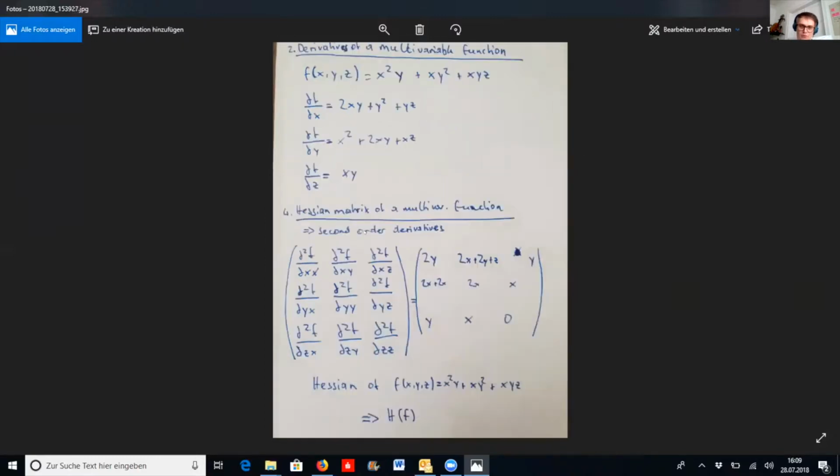And when you do this for a multivariable but scalar function, you will get this matrix here. So it's the second order derivative: you first derive into the direction of x, and then again into the direction of x, or into the direction of x, and then the resulting equation into the direction of y. And that's what you end up with.